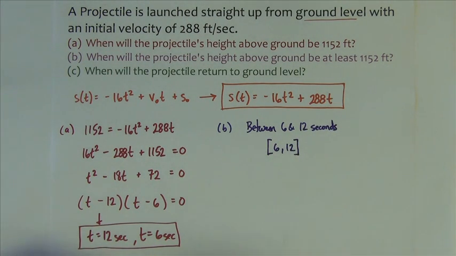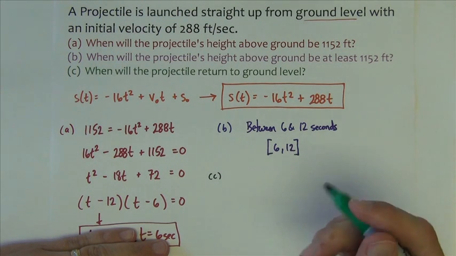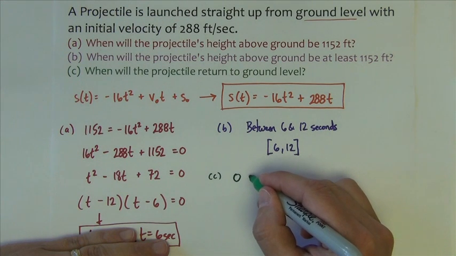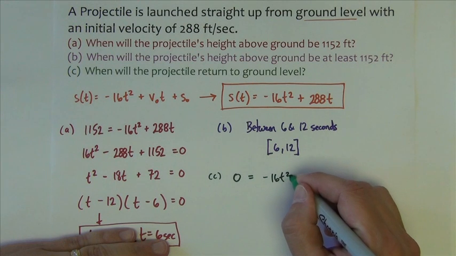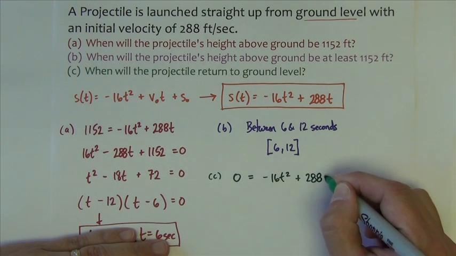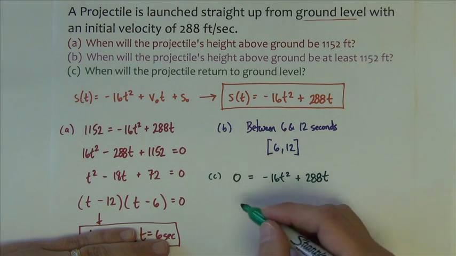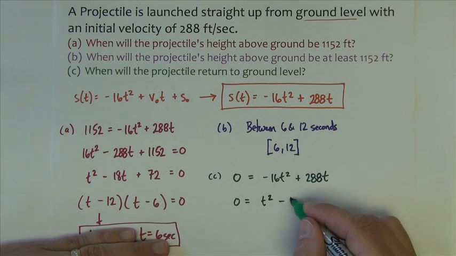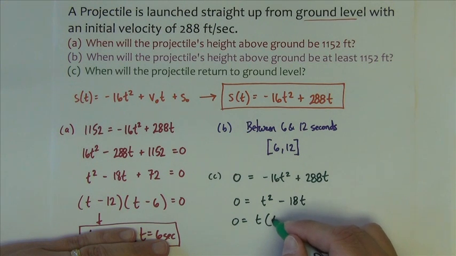Okay. And then part C. When will the projectile return to the ground? Okay, well, it's going to return to the ground when it has a height of 0. So I'm going to set the s equal to 0. Okay, I can divide everything by negative 16. So 0 equals t squared minus 18t. We can factor out a t.